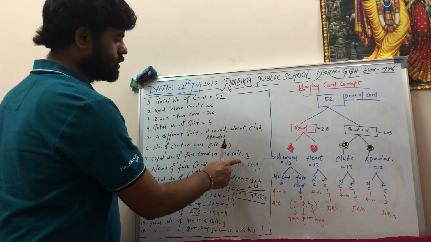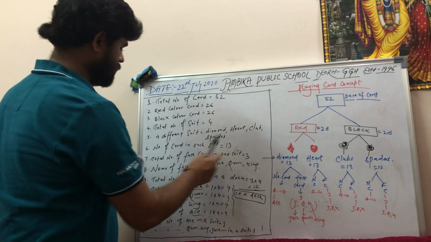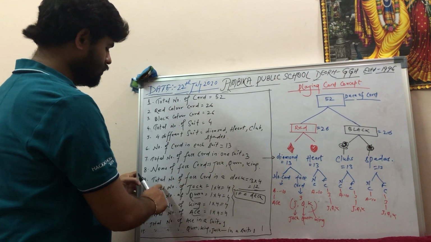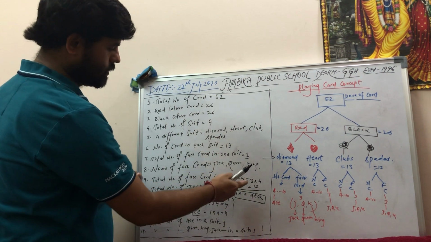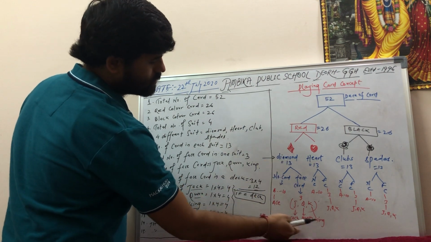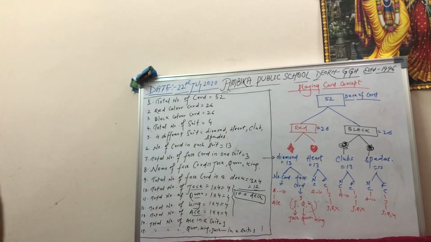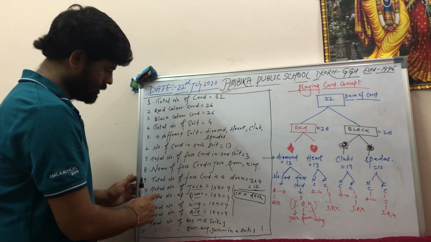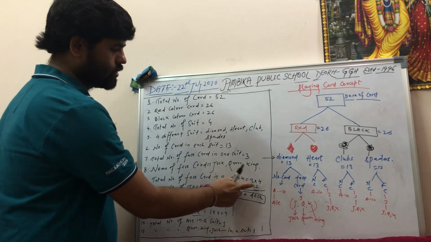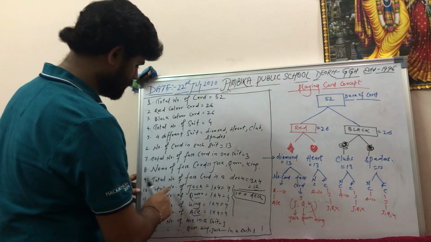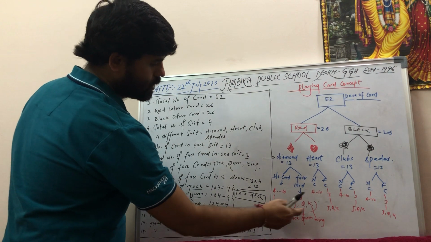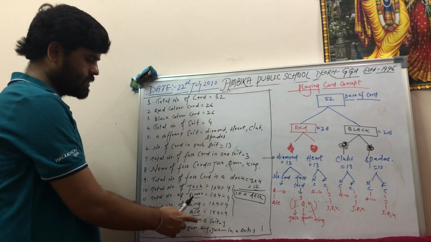Total number of face cards in one suite equals 3. Total number of face cards in one suite, J, Q, K, is 3. Names of the face cards are Jack, Queen, King. Total number of face cards in a deck equals 3 into 4, that is 12. Total number of jack equals 1 in a suite. In a deck, total number of jack equals 1, 2, 3, 4. Similarly king, queen, ace is 1 into 4 in a deck.